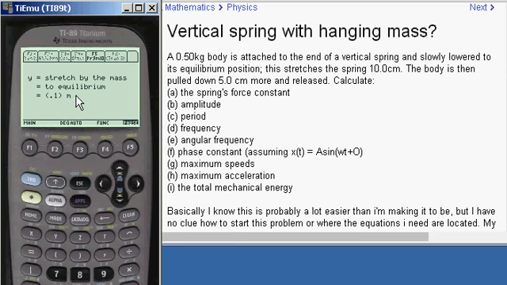I show you that the stretch is 0.1 meters. Right here, 10 centimeters is 0.1 meters. Now k is the spring constant. You write this all in your paper: mg divided by y, 49 newtons per meter. The period is this right here, 2 pi times the square root of m divided by k.